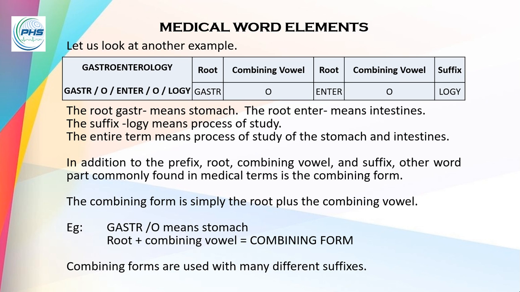In addition to the prefix, root, combining vowel, and suffix, another word part commonly found in medical terms is the combining form. The combining form is simply the root plus combining vowel. As an example, gastro means stomach, that is root word plus combining vowel equals combining form. Combining forms are used with many different suffixes. Remembering the meaning of the combining form will help you understand different medical terms. A few more examples.